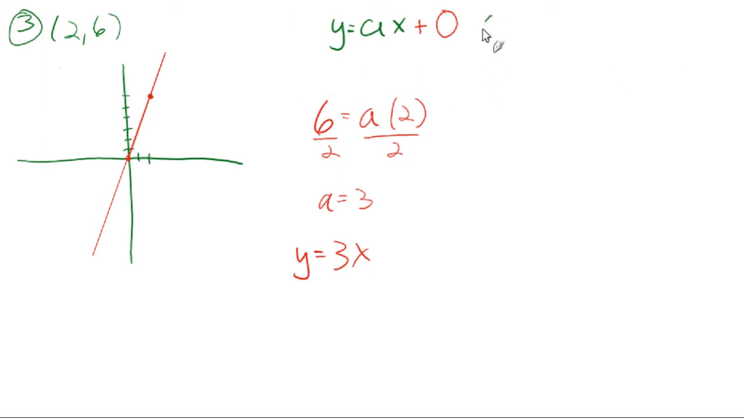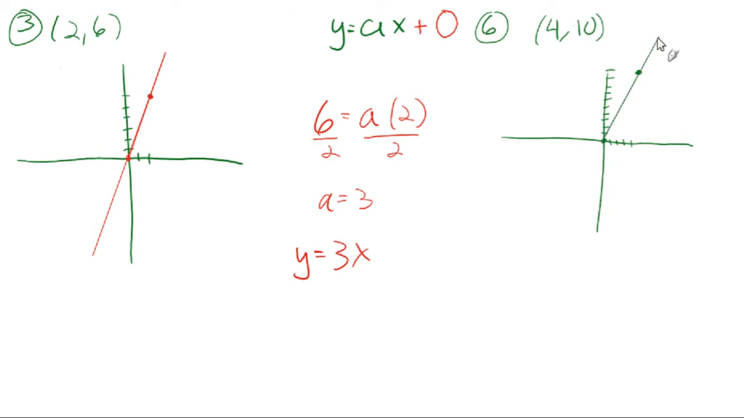And let's do number 6. This is another quick example. It goes through 4,10. So we know that it goes to the point 4,10. And all direct variation equations, or the lines of direct variation, go through the origin. So there is our line, right through the origin and through the point that they gave us.